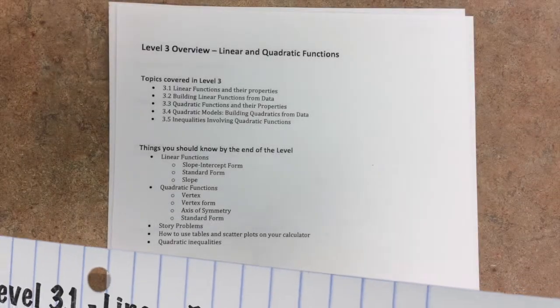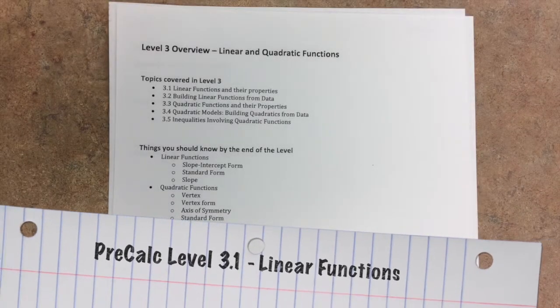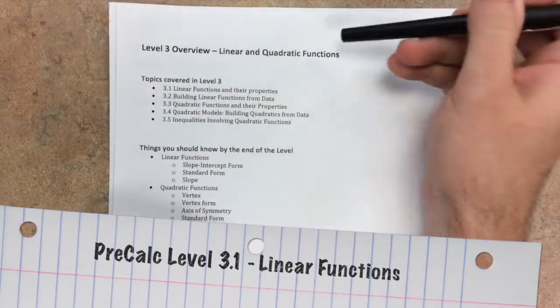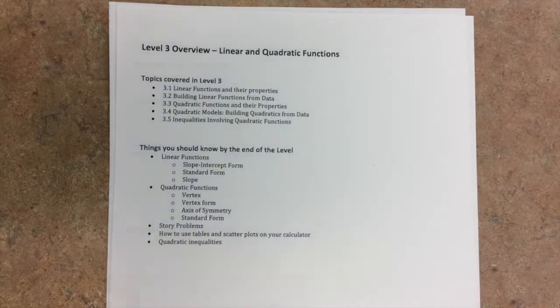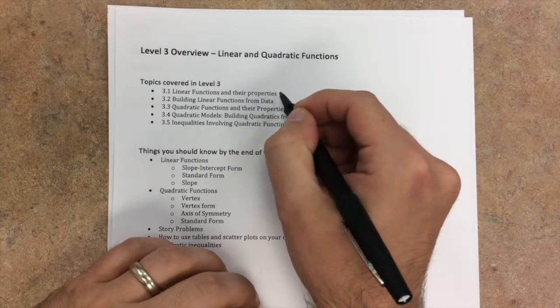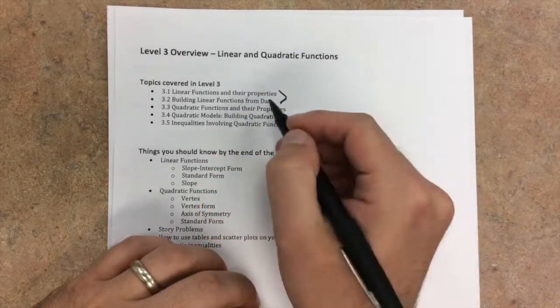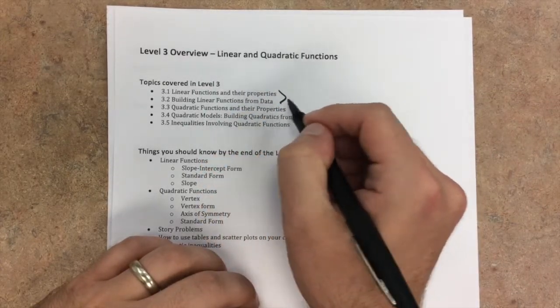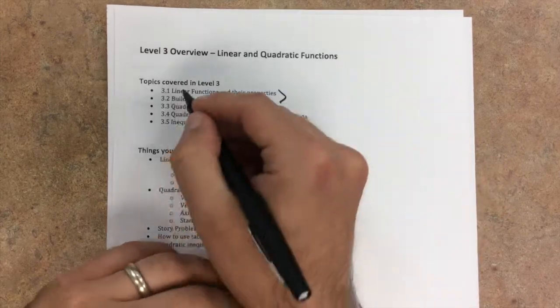So we have made it now to level 3. Level 3 is again one of our simpler levels. It covers linear and quadratic functions. So we've seen those before. We've been working with those kind of sparingly. What I wanted to point out to you guys is the first two chapters are linear functions and then data functions. We're going to be using our calculators with these two.